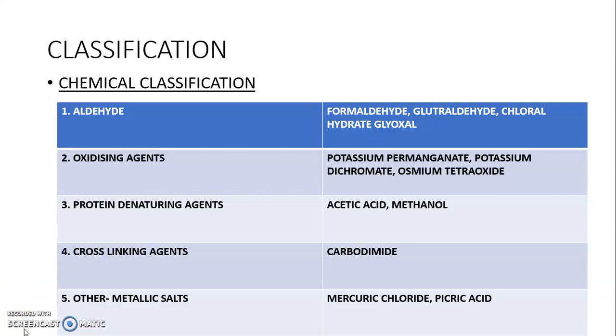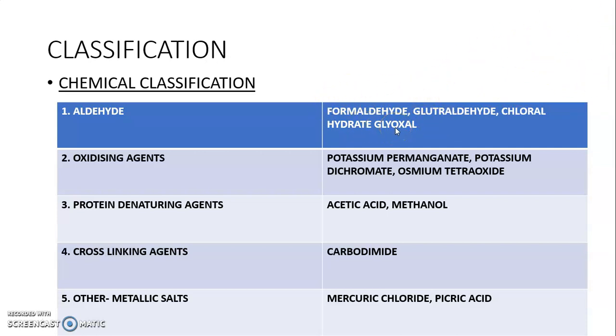So the chemical classification of fixatives: they could be aldehyde based, oxidizing agents, protein denaturing agents, cross-linking agents, or metallic salts. So the aldehyde fixatives are formaldehyde, which is most commonly used, glutaraldehyde, which is used in electron microscopy, chloral hydrate, and glyoxal.